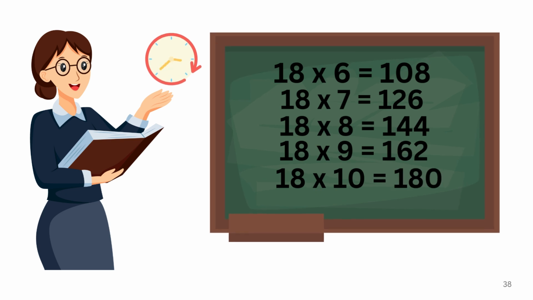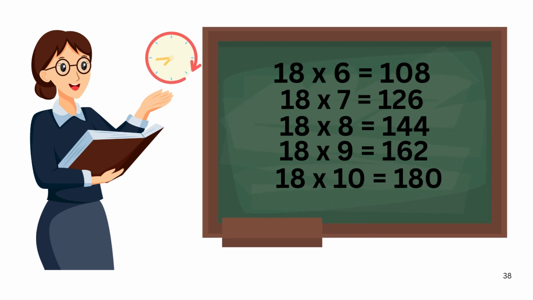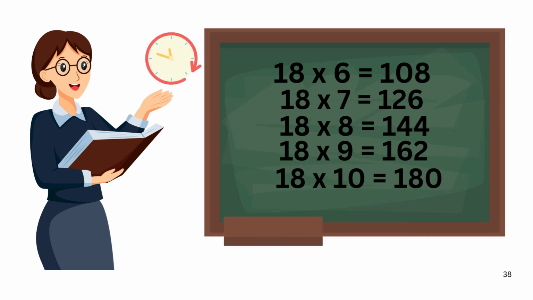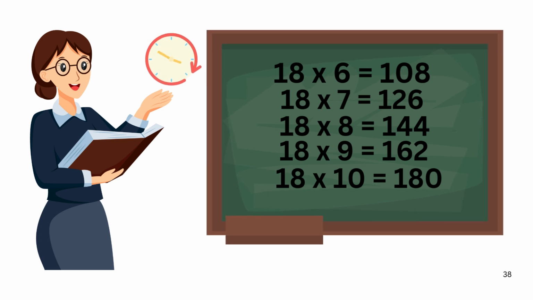18 multiplied by 6 is equal to 108. 18 multiplied by 7 is equal to 126. 18 multiplied by 8 is equal to 144. 18 multiplied by 9 is equal to 162. 18 multiplied by 10 is equal to 180.